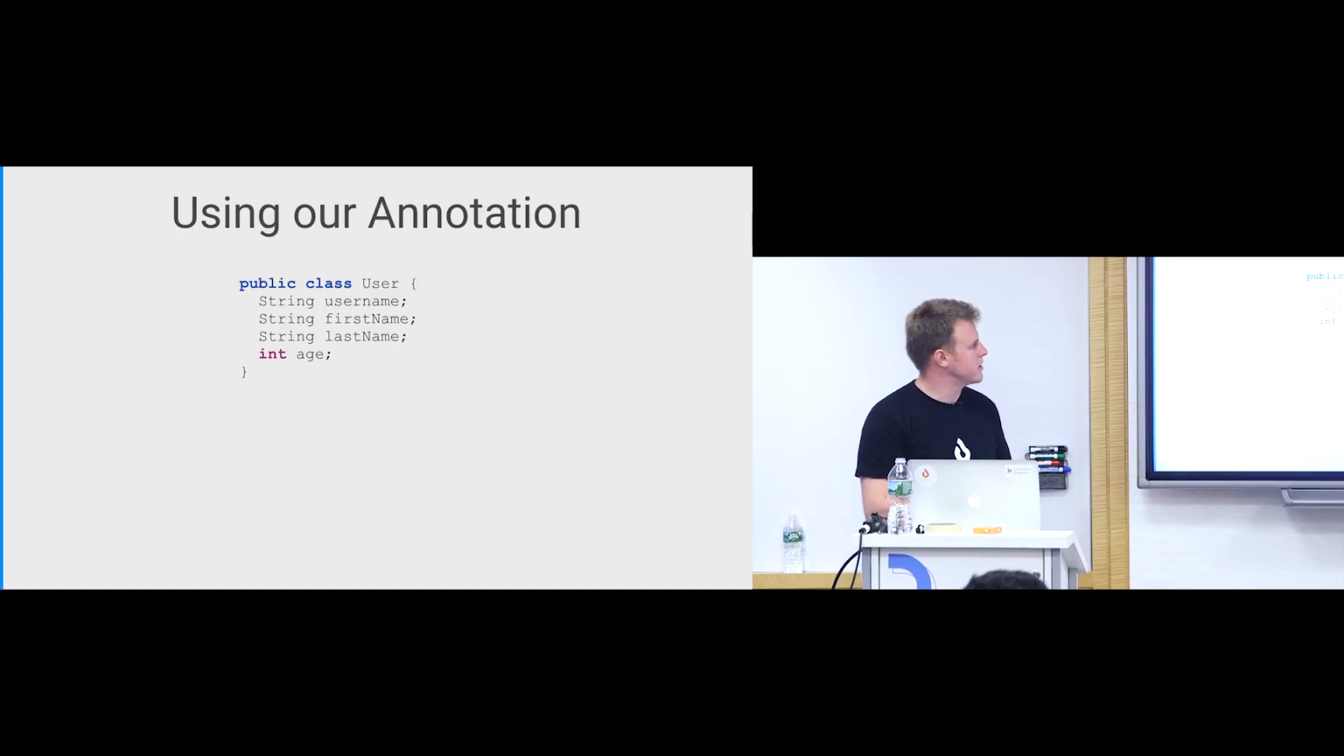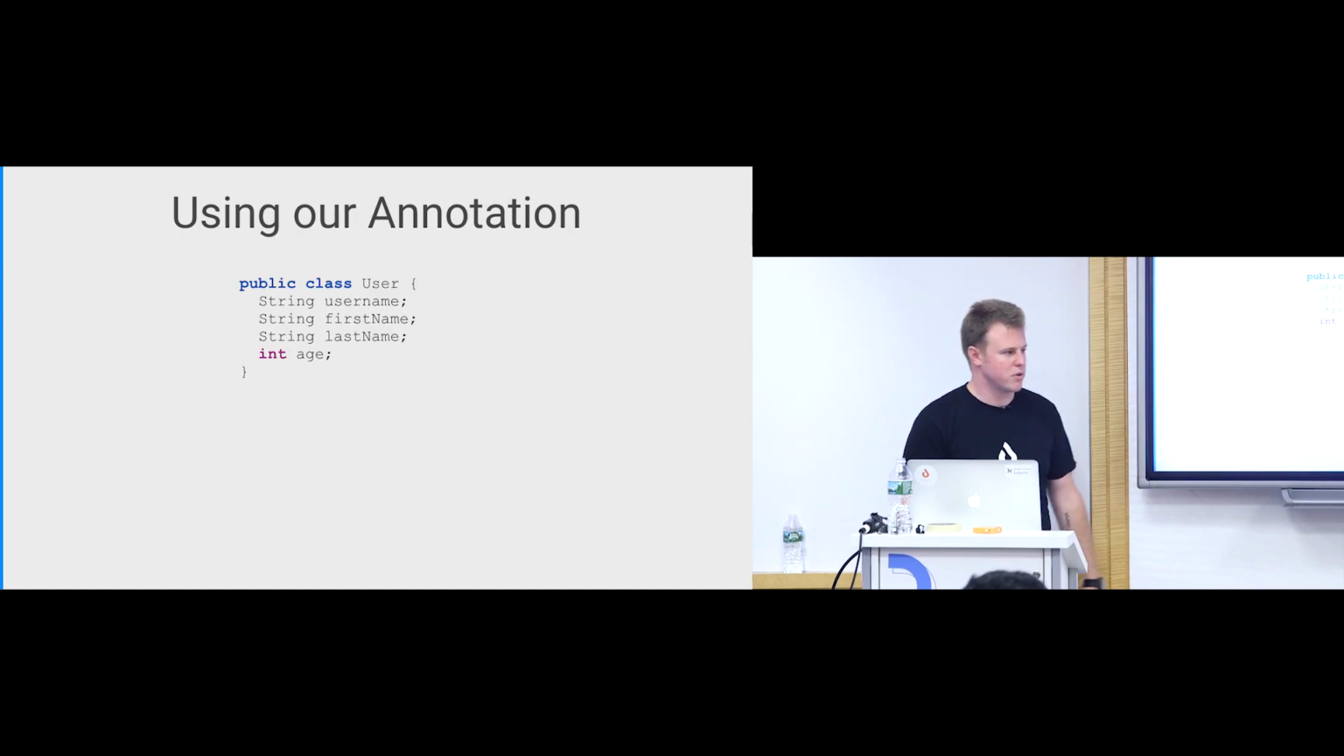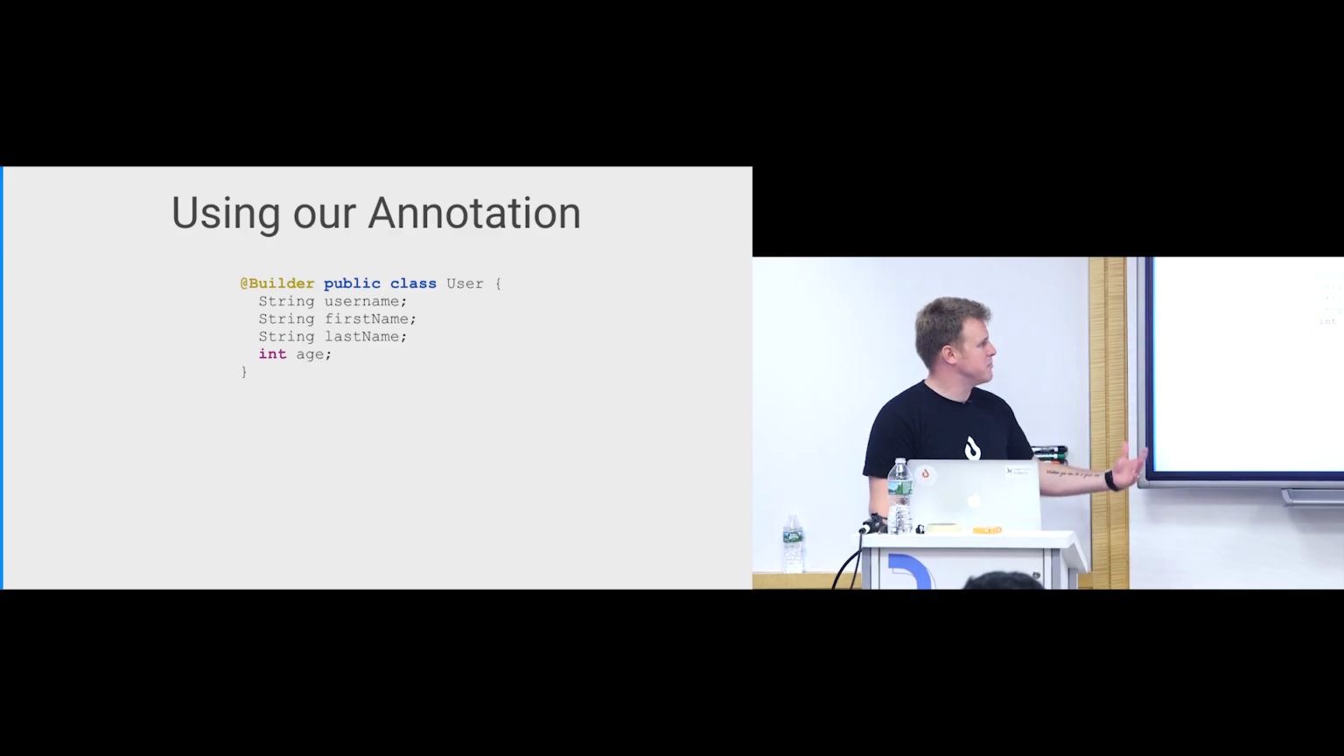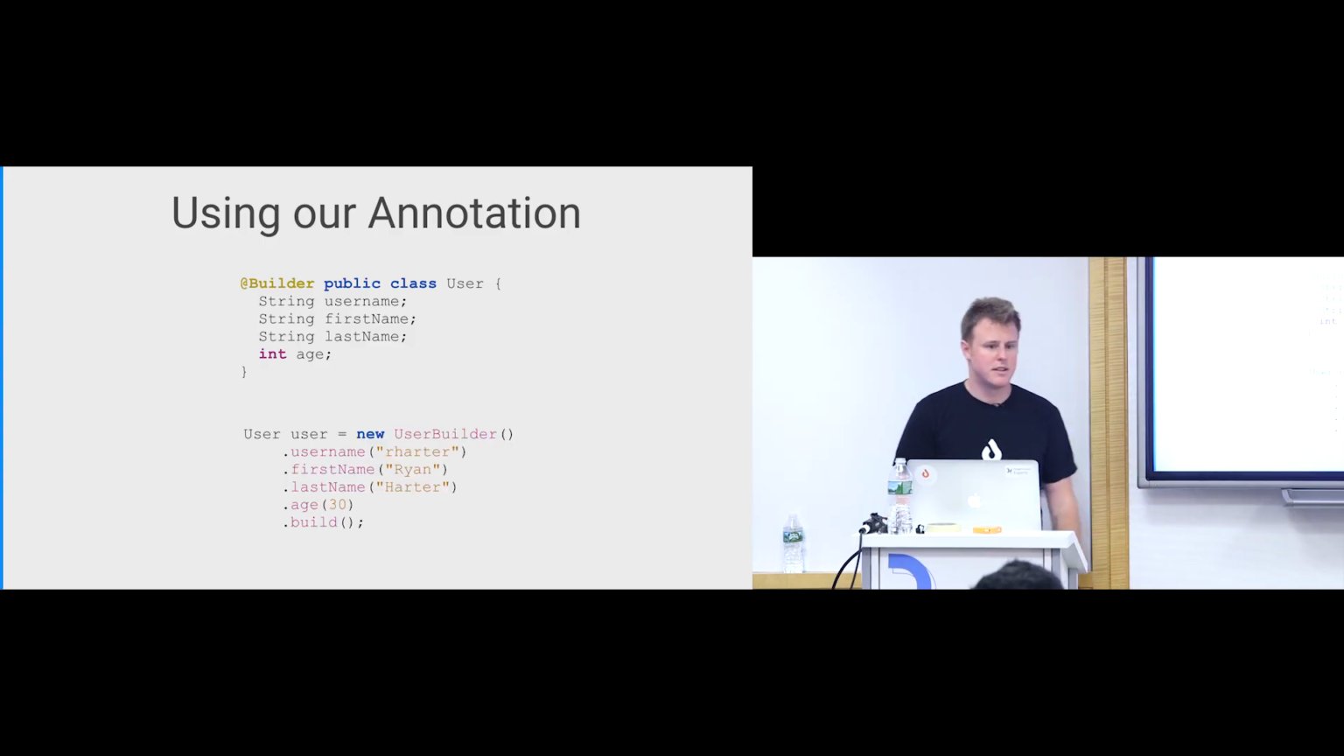And here's how we use it. So we have our user that we saw before. I trimmed out the get methods because we all know those. Simply add the builder annotation to it. And then as soon as you build your project, you now have a generated builder class that gives you this very nice fluent interface to create your user objects.